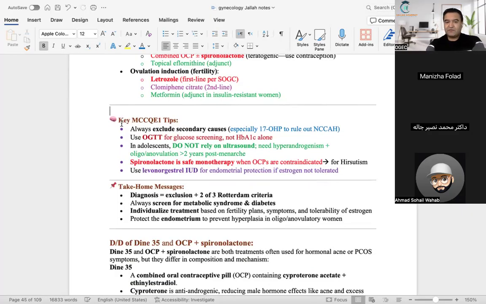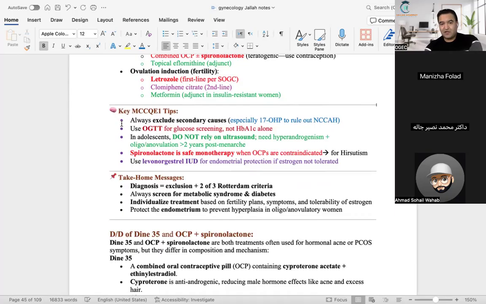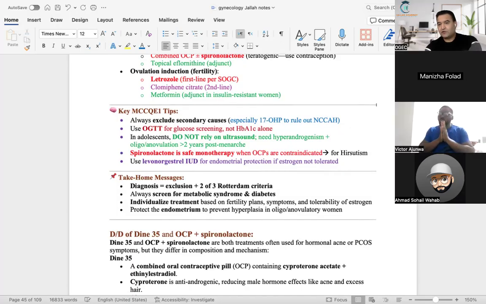For the key MCQ tips, always exclude the secondary cause. So this is an exclusion diagnosis. You have to exclude all the possibilities. Use OGTT for glucose screening, not hemoglobin A1C alone. It doesn't mean you cannot do it. You can do it, but it's always better to use the OGTT.